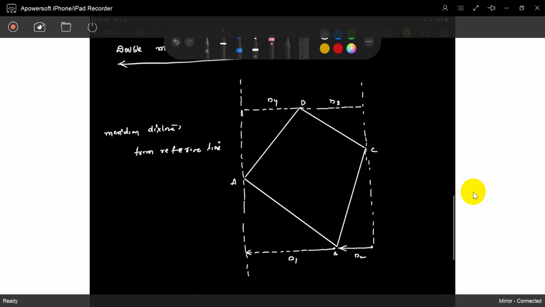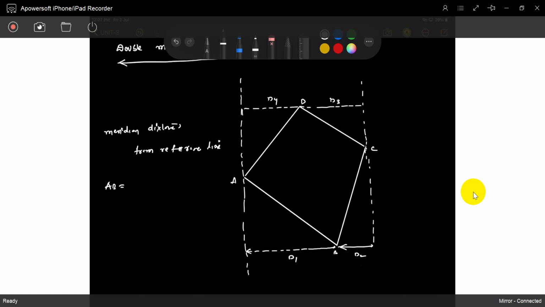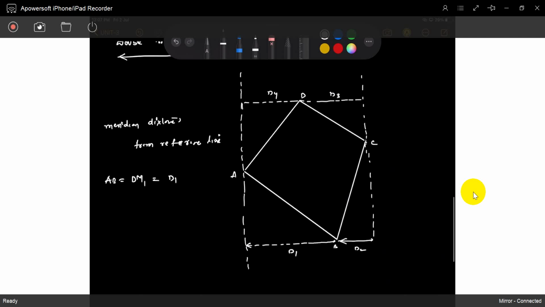See, for the AB line, it's a departure. Double meridian distance, I will call it DM. Previously I called it M1. So the double meridian distance of AB is exactly D1. For BC, up to this now. Previously we just took the meridian; double meridian means up to D2. So what will we call D1 plus D2? DM1 plus D2.